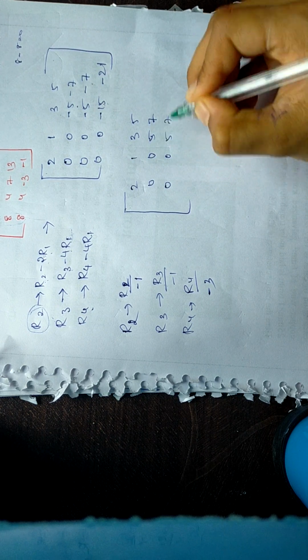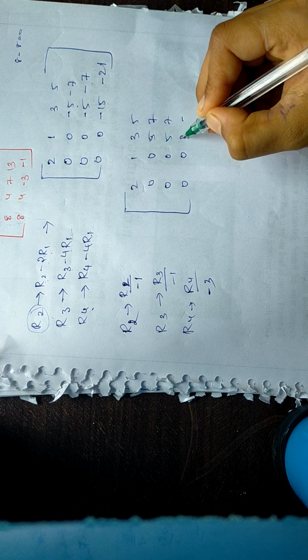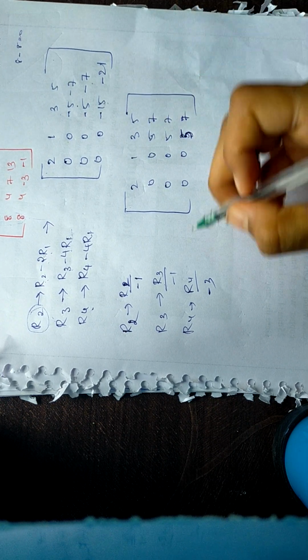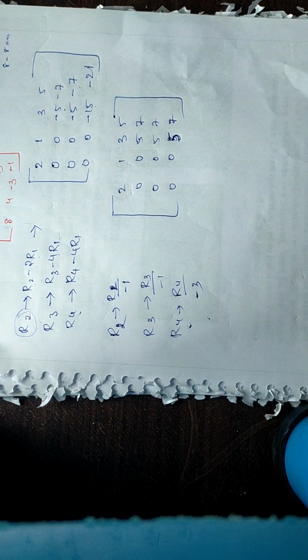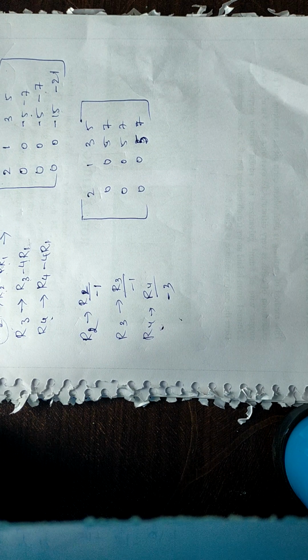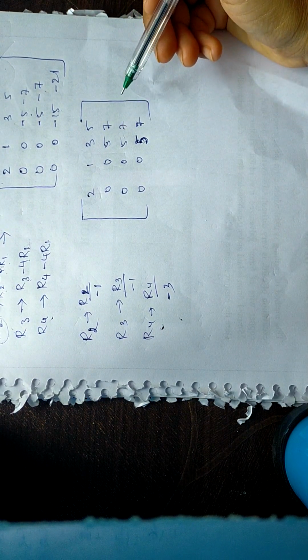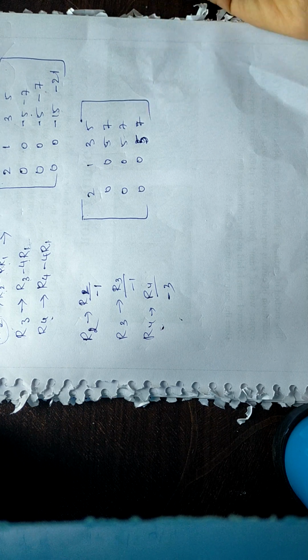Now 5 and 7, 0 0. 5 3s are 15, 3 5s are 15, 3 7s are 21. Yeah, I have multiplied the complete row. Remember, the echelon form is only for the row operations again. Now if you see, we have 5 7, 5 7, 5 7, so we can just make these two rows zeros just by subtracting, right?